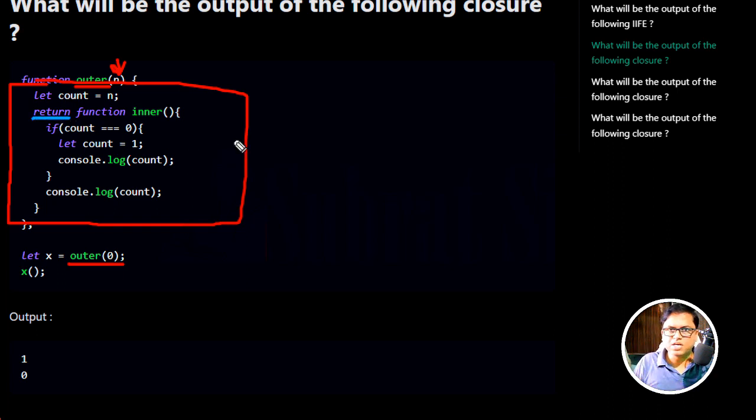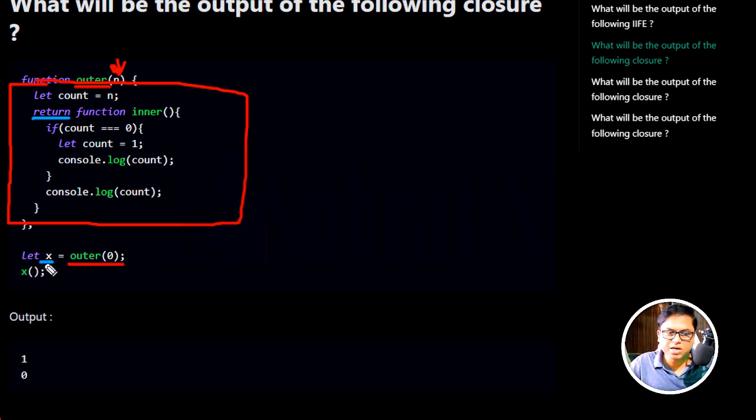So we know the return statement means this function will return that thing. Here the function is returning another function. Okay, not any variable, not any value, it is returning another function. So now this x will hold this inner function.